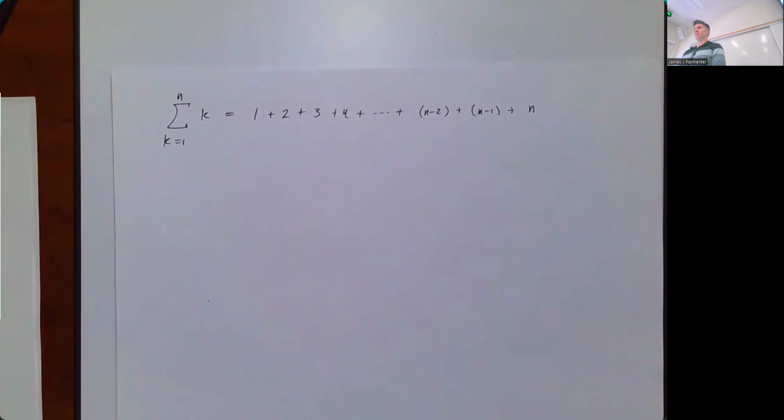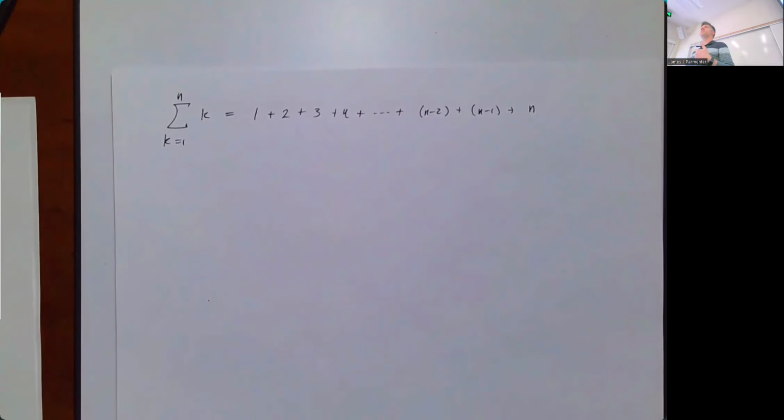Well, what does that add up to? N should be a finite positive integer, so it should not be infinity. If it was infinity, then we would get infinity, because if you add up all the numbers from 1 to infinity, that's going to be infinitely large. Yes?